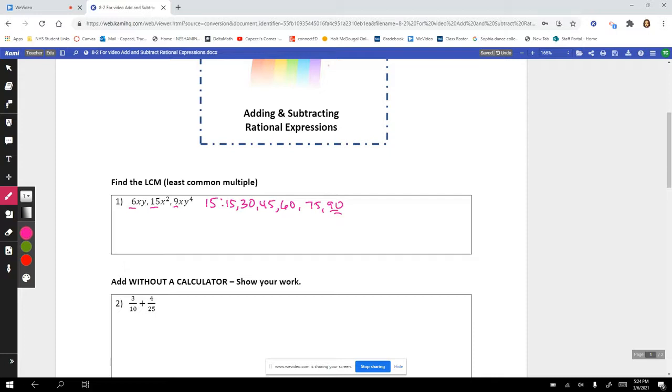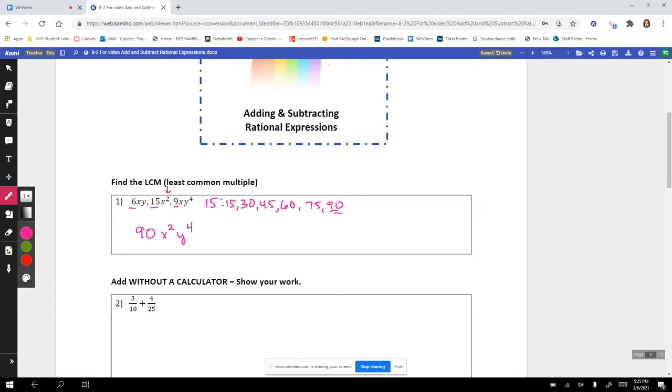Now, with our variables, we need the highest power. So our LCM is going to be 90, x to the second, that's our highest power for x, and y to the fourth, which is our highest power for y.